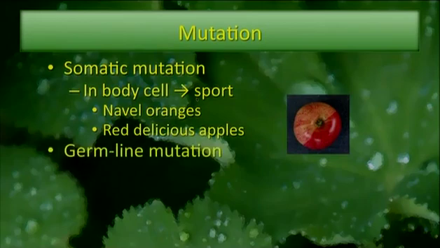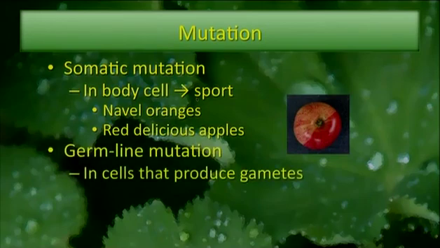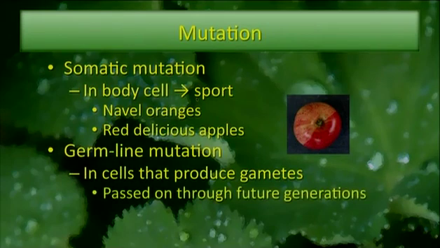Now we have germline mutations, and these happen in cells that produce gametes, and they're passed on through future generations through the seeds. These germline mutations are not usually noticed until they're passed on to the daughter plants, but they've been very important for the development of horticultural and agronomical varieties of plants.